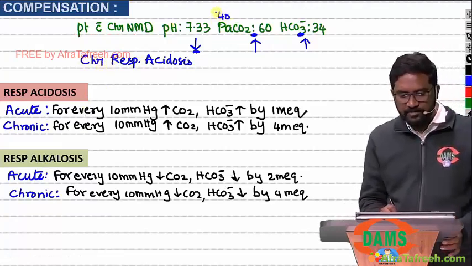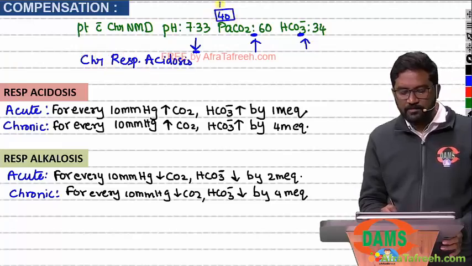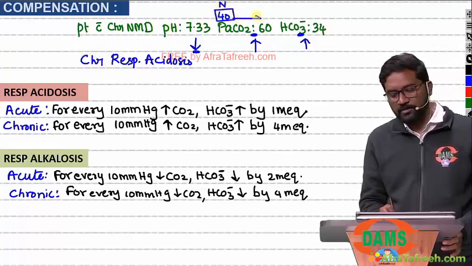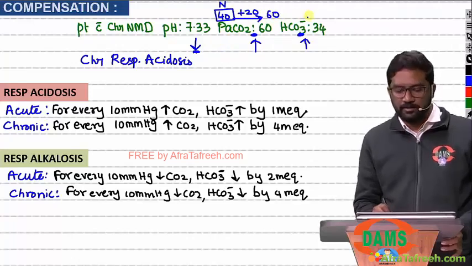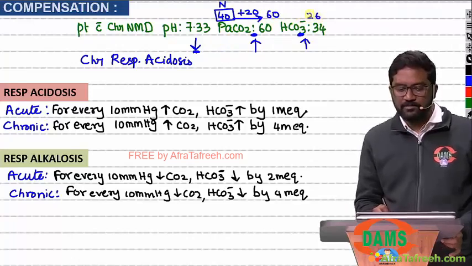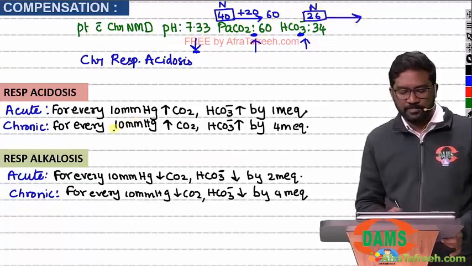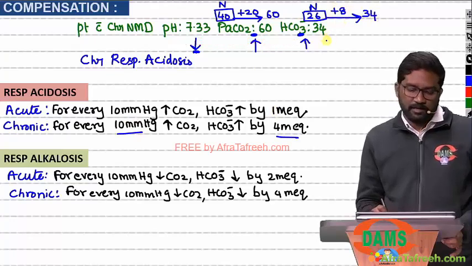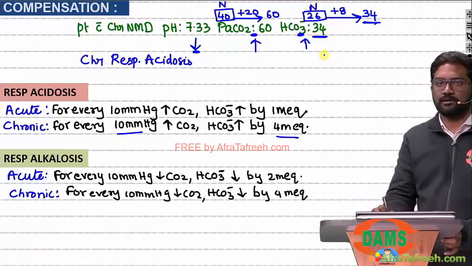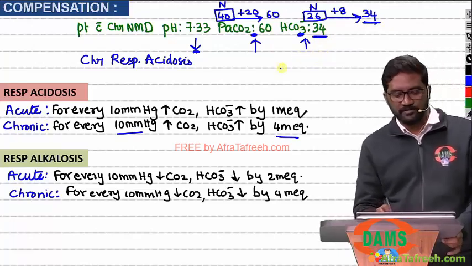Now in chronic, how to calculate this compensation? In this patient, CO2 has increased from the normal value of 40 to 60. It has increased by 20. To call it adequate compensation, bicarbonate should increase from the normal value of 26 to how much? For 10, it is 4. For 20, it will be 8. 26 plus 8, 34. The given bicarbonate is 34, and expected is also 34. It is correlating. So it is an adequate compensatory response.